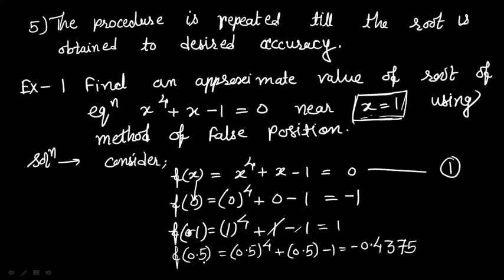Therefore the number of iterations is less if we consider 0.5 and 1, and if we consider 0 and 1, then the number of iterations is greater. Only this is the difference, otherwise we will get the same answer. Now in this problem we consider x0 equal to 0.5 and x1 equal to 1.